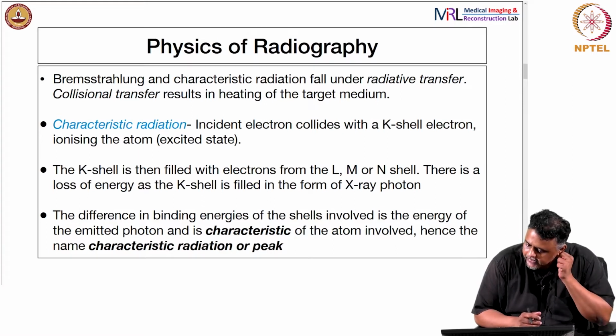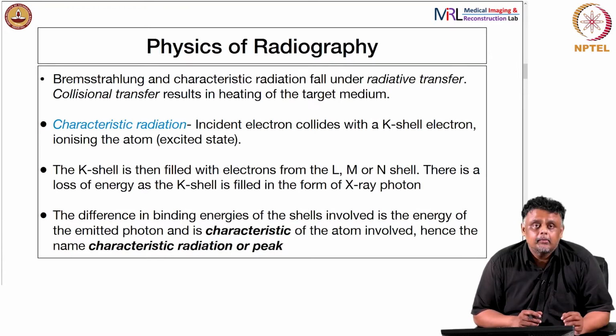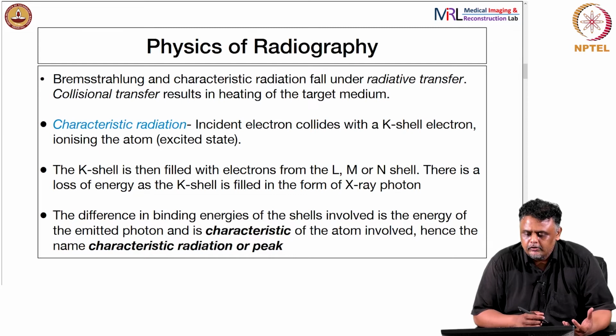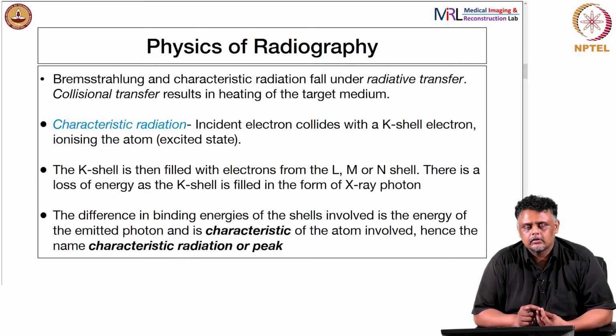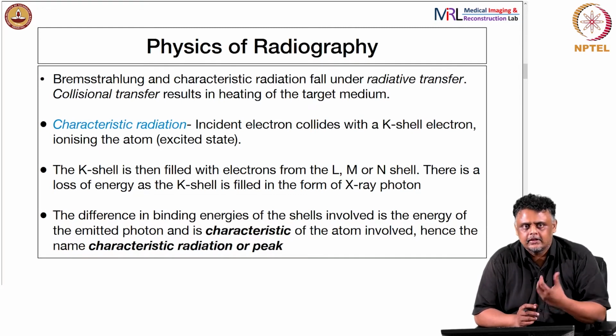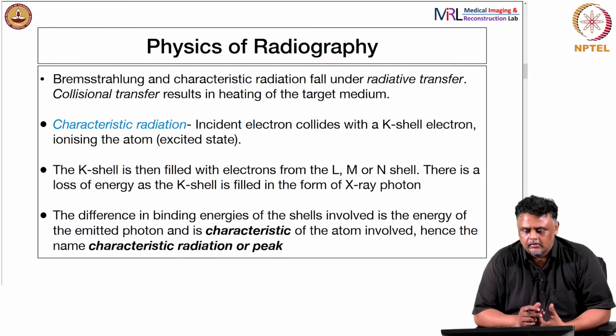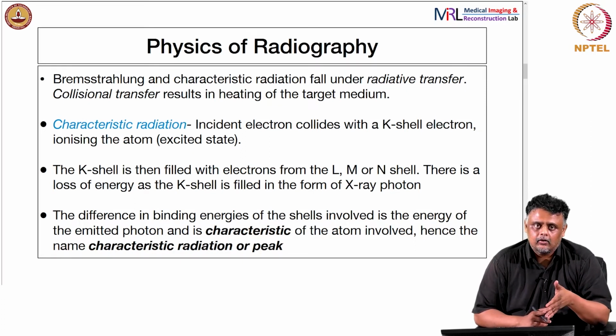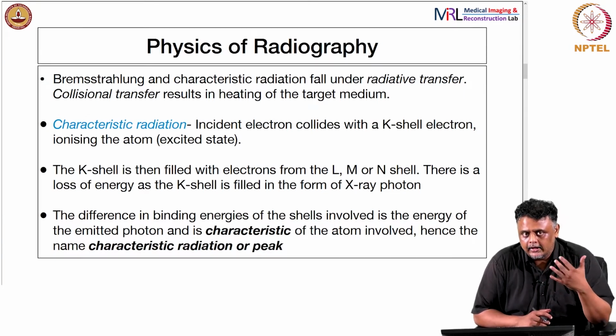So, the characteristic radiation happens, if you are familiar with the Bohr model of the atom. If you are not familiar with the Bohr model of the atom, please look it up. The Bohr model puts electrons around the nucleus of an atom in K, L and M shells, different shells. Each shell can have only a certain number of electrons. The characteristic radiation is produced when the incident electron collides with the K shell electron and knocks it out, and ionizes the atom. So, the K shell is then filled with electrons from the L, M or N shell. These are high energy shells.